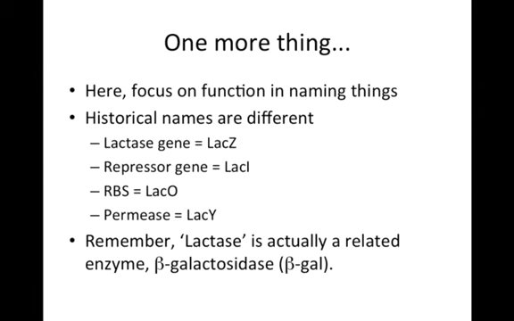They were just finding mutations of different kinds. And so the lactase gene wasn't called lactase, it was called lacZ. The repressor gene wasn't called the repressor, it was called lacI. The RBS was called lacO, and the permease was called lacY. So this means that if you look at somebody else's problems on this, you're just going to have to translate from biology 355 speak into this other system, so that, for instance, what we call repressor minus, they will call I minus. And then the final thing is just to remember that what we've been calling lactase is actually a related enzyme, which is called beta-galactosidase.